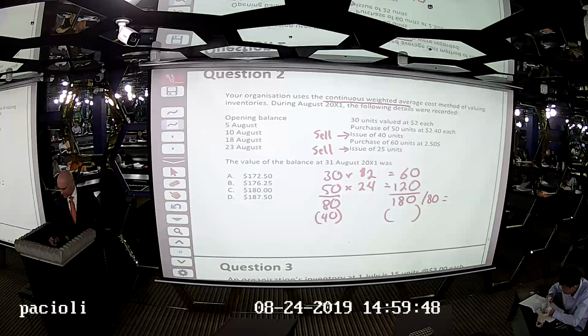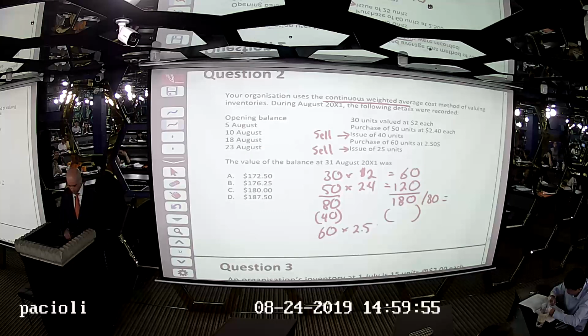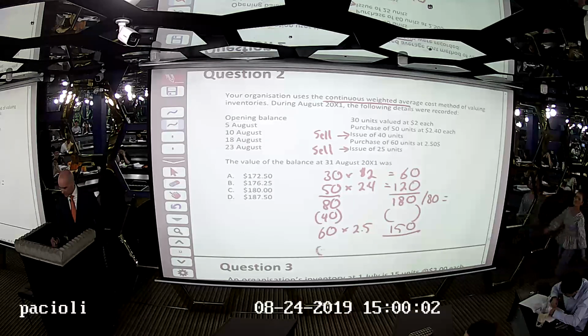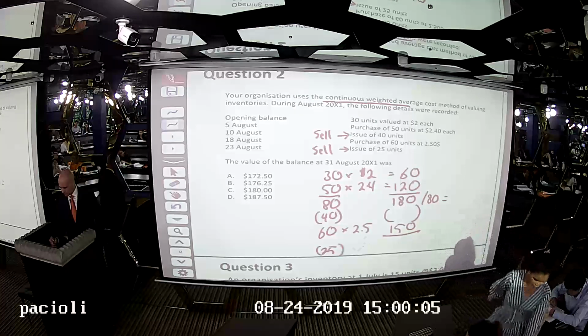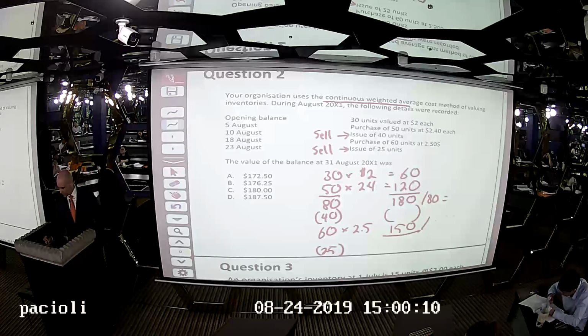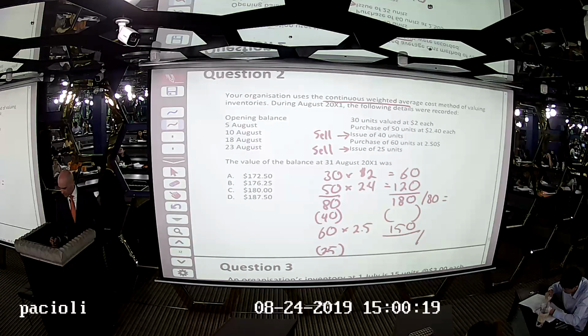And then we purchase 60. So we purchase 60 at 2.5. That's 150. And then in the very end it says that we sell 25. And we have to find the average again. So 80 minus 40 is 40, plus 60 is 100.